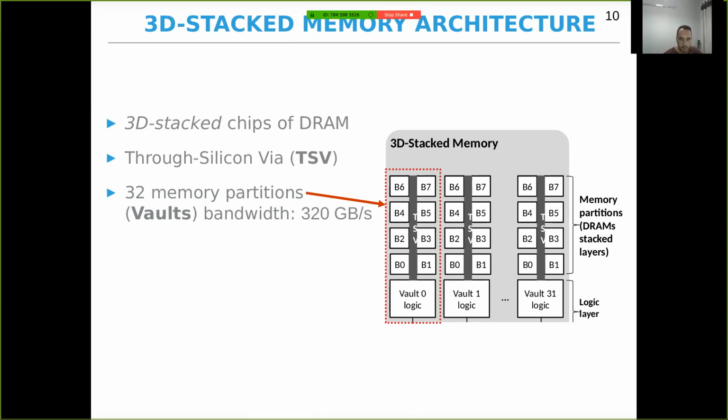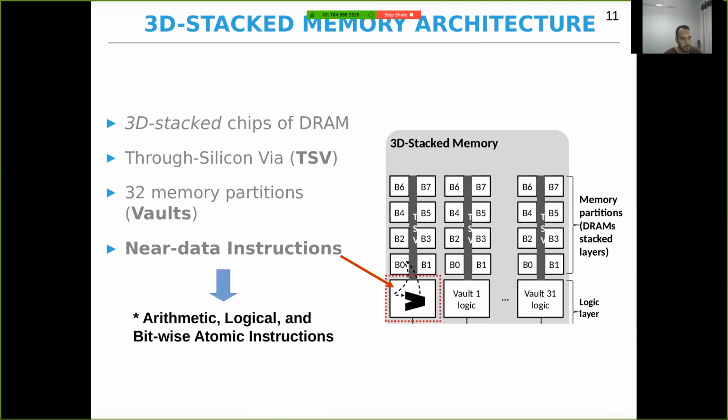Inside the 3D stacked memory, there are 32 independent vaults to provide high data access parallelism inside the memory, with a high bandwidth of 320 gigabytes per second. And at the base of the memory stack, there is a logic layer to execute near-data instructions, such as arithmetic, logical, and bitwise atomic instructions.